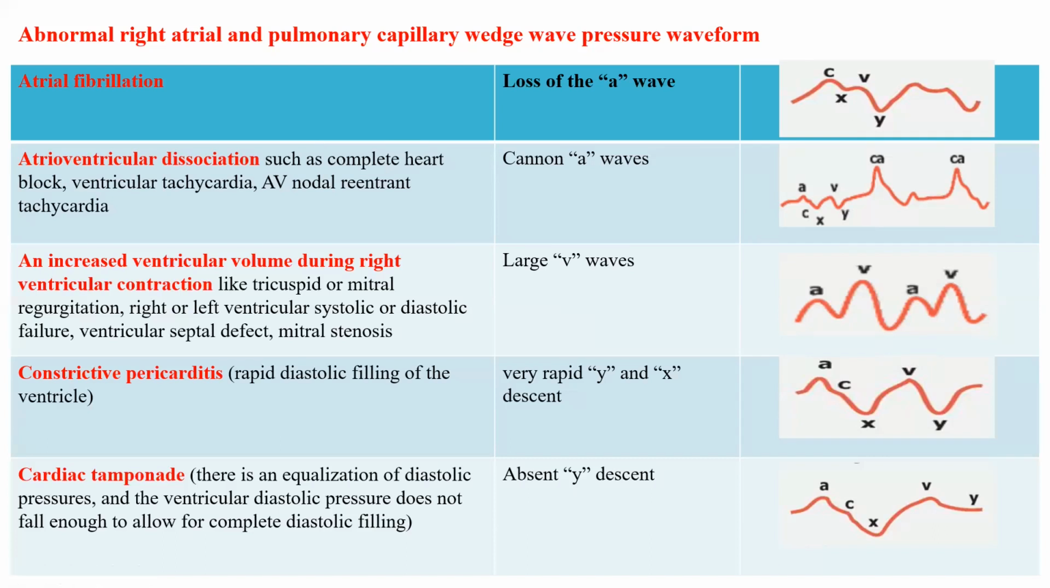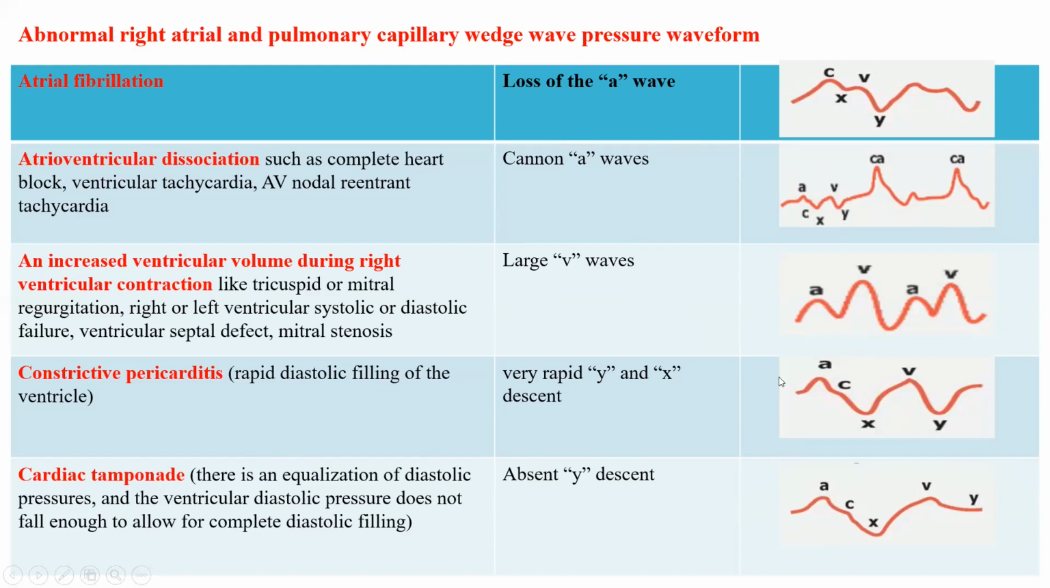For example, in atrial fibrillation, the A wave is absent. In patients with AV dissociation, such as incomplete AV block, ventricular tachycardia, or AV nodal reentrant tachycardia, there might be a very large A wave, which is called the cannon A wave. In patients with increased ventricular volumes, such as in tricuspid regurgitation, mitral regurgitation, failing hearts, left ventricular or right ventricular systolic or diastolic failure, or even in patients with mitral stenosis or VSDs, the V wave is usually very large, as you can see here.